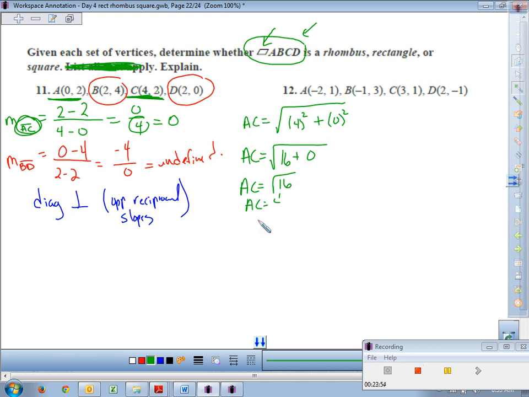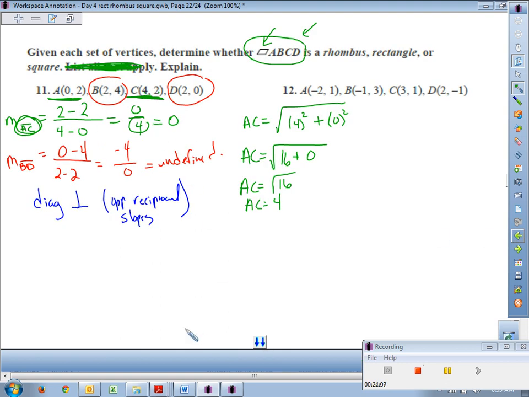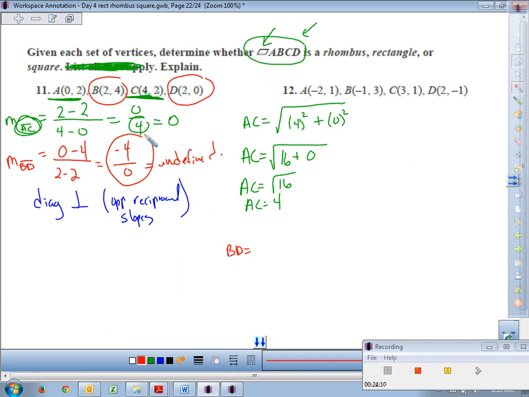So we just figured out that the distance from A to C was 4 because we already had all the work done with our difference of the y's and difference of the x's from our slope portion of this. So we can do that with the distance from B to D also. We have all that work done right here. It doesn't matter what order.